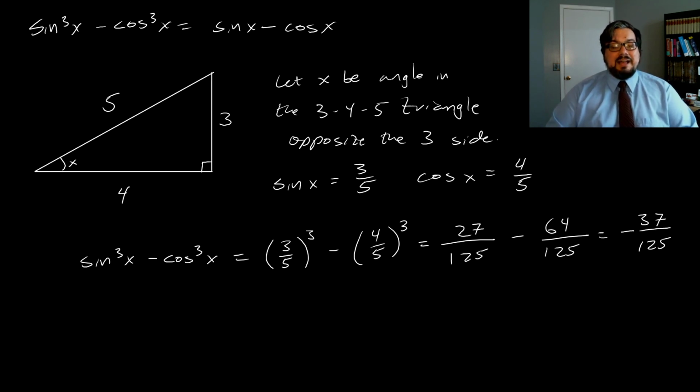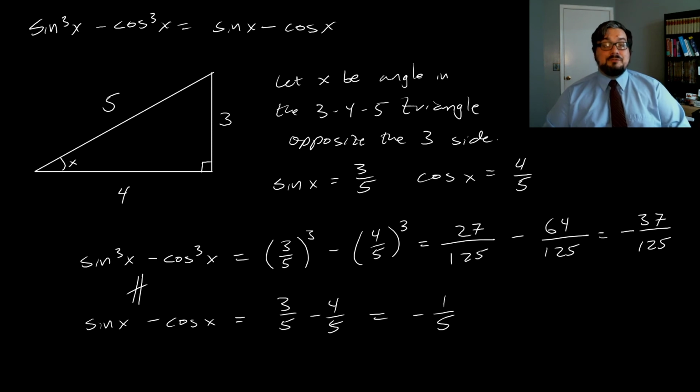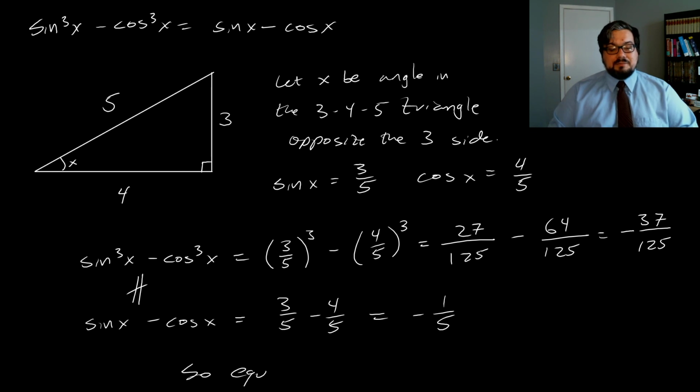So that's what the left-hand side of this expression evaluates to at this angle x. On the other hand, sine x minus cosine x will be 3/5 minus 4/5, which is negative 1/5. And so we see that our two values are not the same. Negative 37 over 125 is not equal to negative 1 over 5. Therefore, these two expressions are not equal for this specific value of x, and therefore the equation is not an identity.